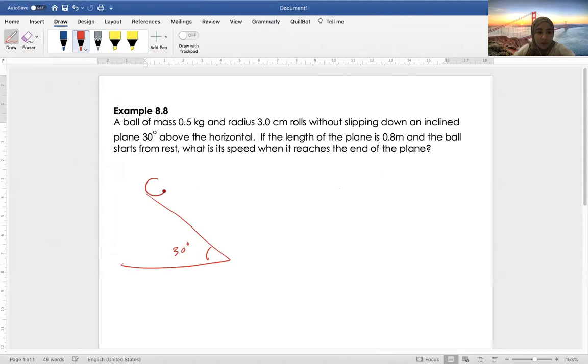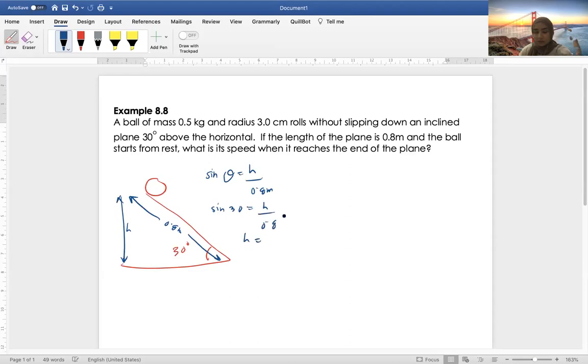Okay, so I have a ball that starts from here. The length is 0.8 meter, which means that we can calculate for the h over here. So how do I do that? Opposite over hypotenuse. So that is sine theta. If this is h, this is 0.8 meter. So sine 30 is h over 0.8, which gives h as 0.4. The length of the plane is 0.8 and the ball starts from rest.